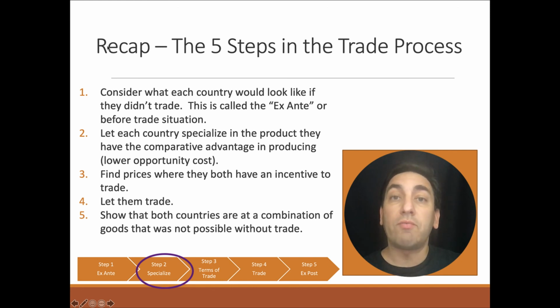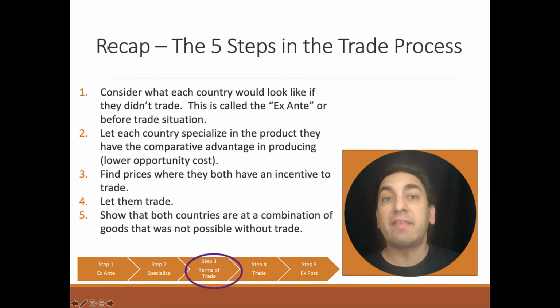So what we followed was the comparative advantage. We looked to see which country had the lower opportunity cost to produce each item. Once we figured out which country had the lower opportunity cost, we let them specialize in making that good. After we specialized, we had to figure out a way where both countries had an incentive to trade. So we had to figure out a range of prices where one had an incentive to buy and one had an incentive to sell. That was the range of trade.